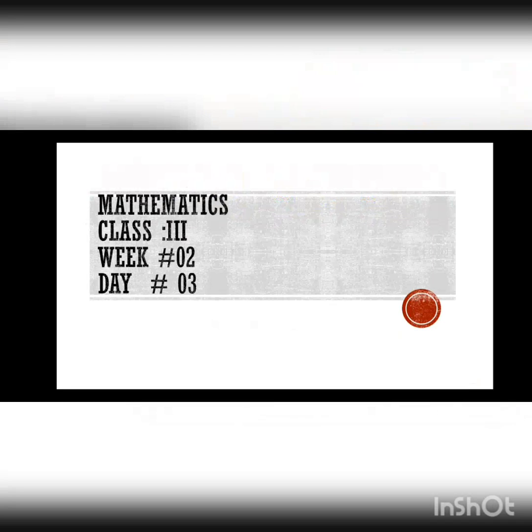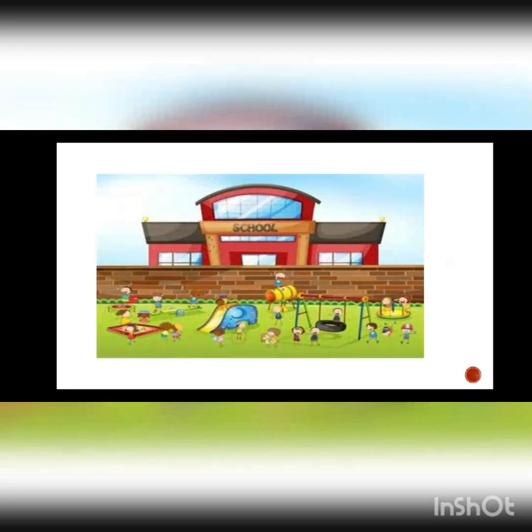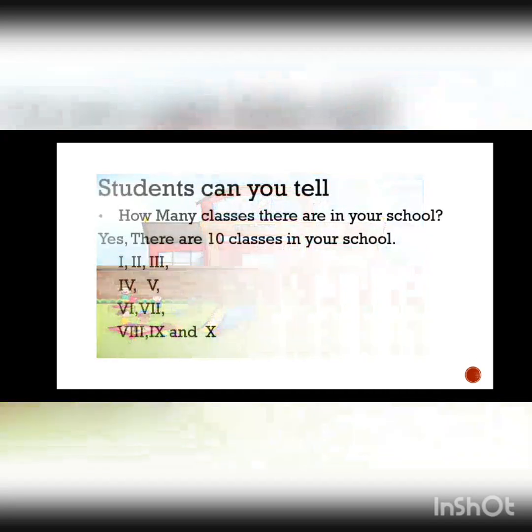Mathematics, Class 3, Week 2, Day 3. I have already explained this topic in the previous class. Students, look at the picture. Yes, this is a picture of a school. Student, can you tell how many classes there are in your school? Yes, there are 10 classes in your school. We write the names of these classes in Roman numerals.